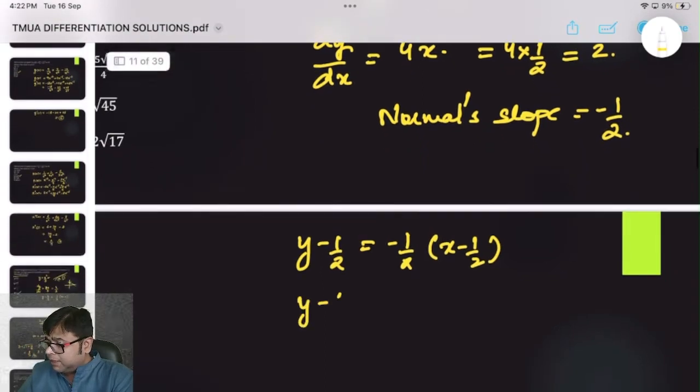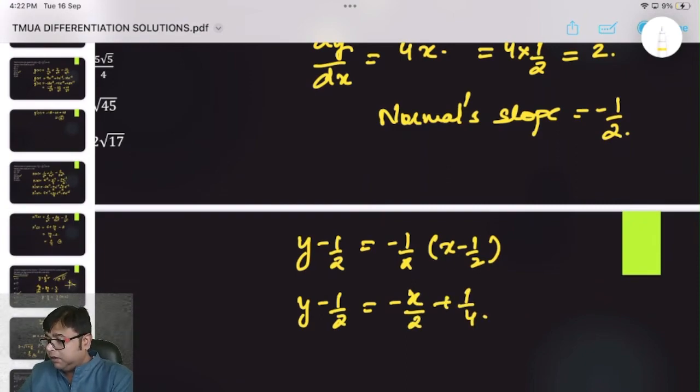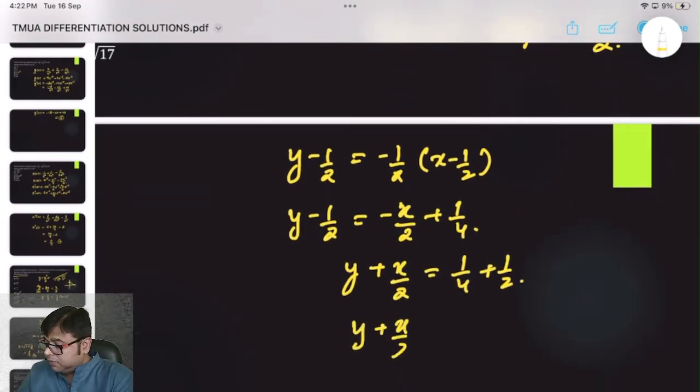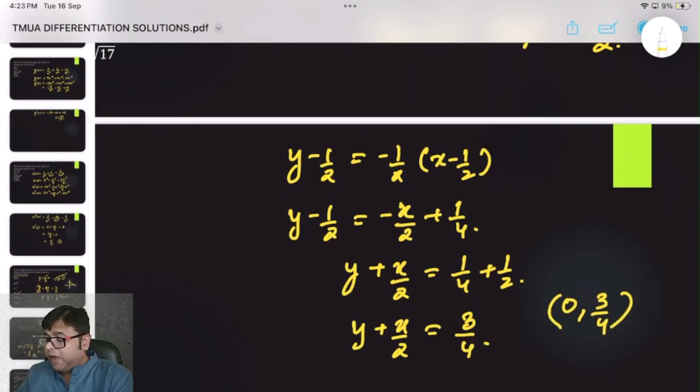So it gives me y minus half is equal to minus x by 2 plus 1 by 4, which further gives me y plus x by 2 is equal to 1 by 4 plus half, right? Now, again, y plus x by 2 becomes equal to 3 by 4. Now, when x is 0, y is 3 by 4. If I put x as 0, y is 3 by 4. And if I put y as 0, x will be 3 by 2.